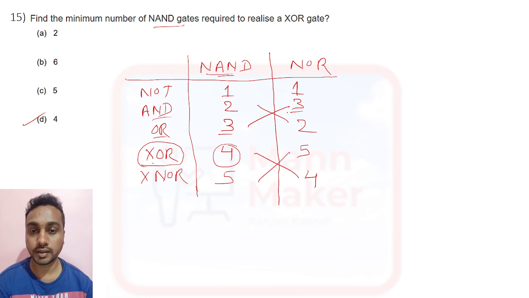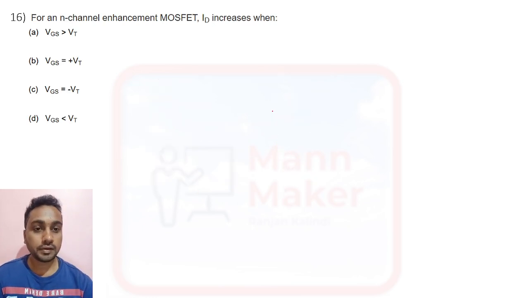So remember this table for realization of any gate. So now, 16 for an AND gate.